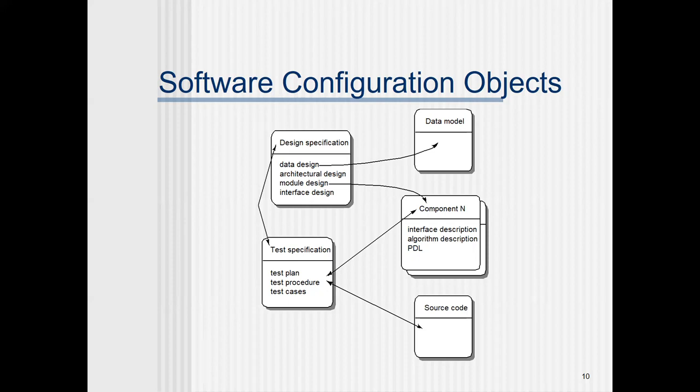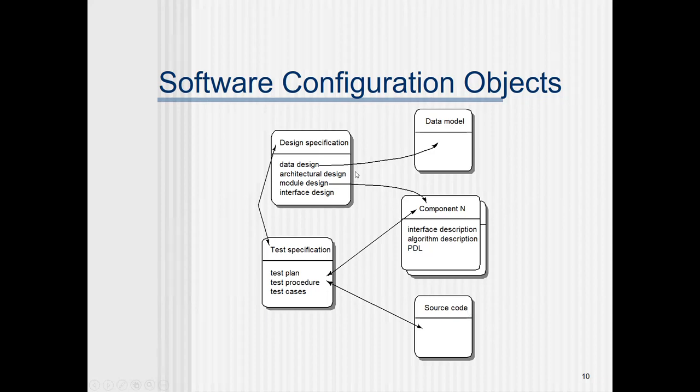Am I clear? While you are learning UML, you may learn the class diagram, object diagram, and some eight or nine diagrams in all. So this object diagram is one amongst them, and it is used for representing all the software configuration objects. A design specification object is there. We have a test specification object. We have a data model object, component object, and a source code object. They are all items. Am I clear?